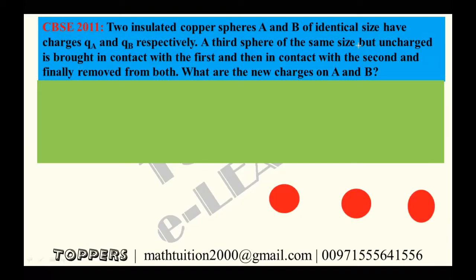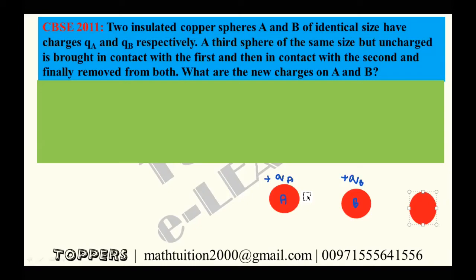Okay, back. Fine. Here we have sphere A and this is sphere B, of identical size. This has a charge QA, this has a charge QB. A third sphere C, same size, same material, identical, but uncharged, is brought in contact with the first and then in contact with the second and finally removed from both. What are the new charges on A and B? So this has charge positive QA, this is positive QB. When we bring C in contact and bring it back.